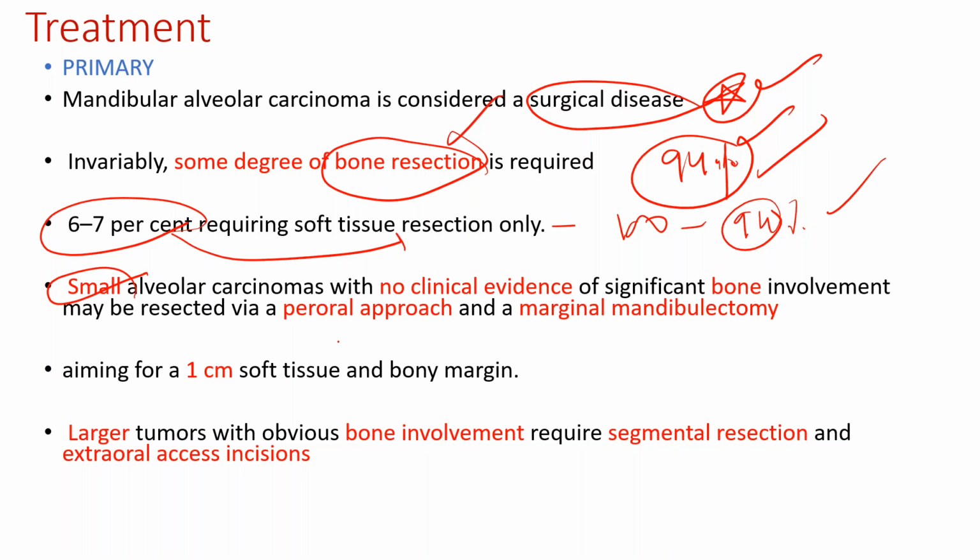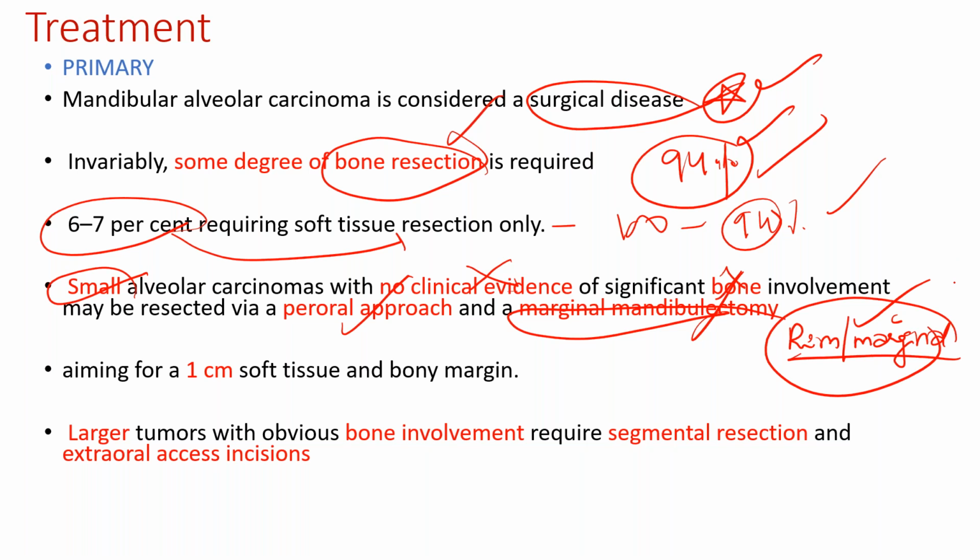For smaller tumors, that is T1, T2, with no evidence of bone involvement, if bone is not involved and the tumor is intraoral, you can go for marginal mandibulectomy. Rim is also called marginal mandibulectomy. One centimeter is the bony margin required.